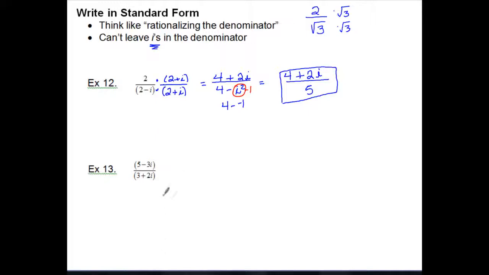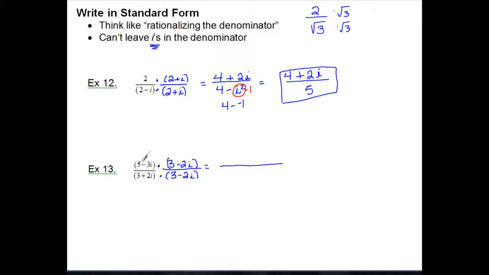So let's try number 13. Same thing. What is the complex conjugate of the denominator? That would be 3 minus 2i. And whatever you multiply the denominator by, you multiply the numerator by the same thing.